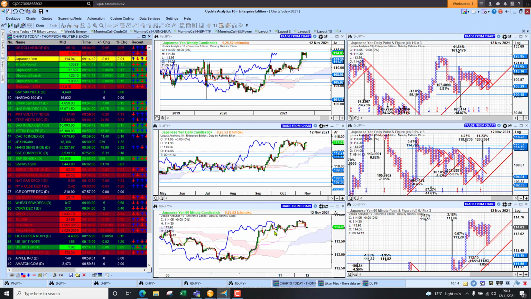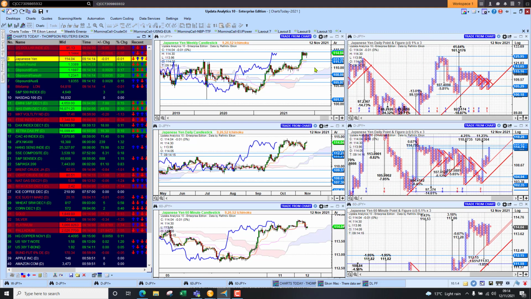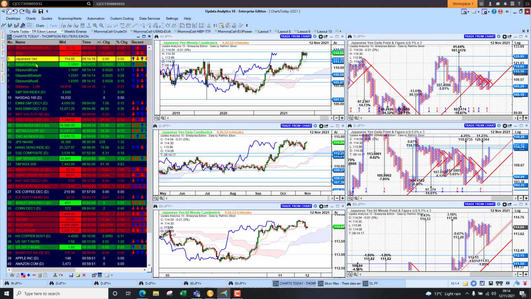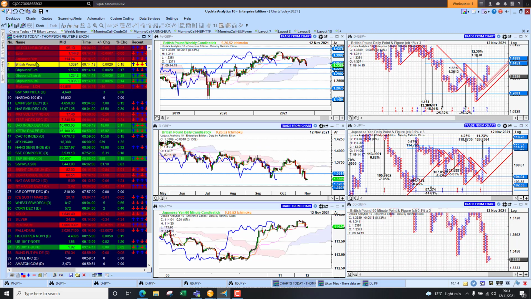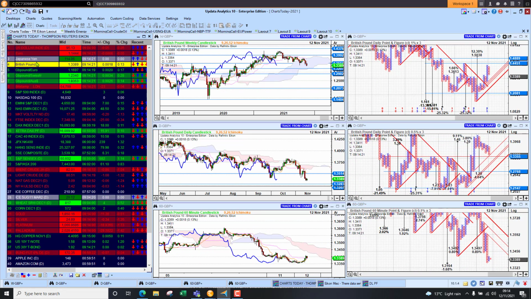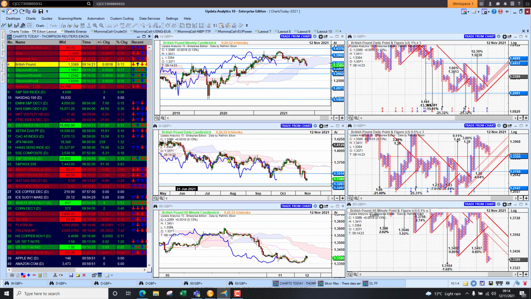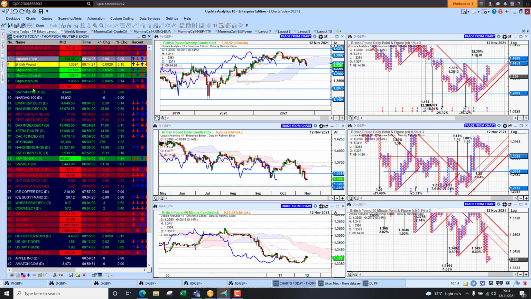Against the yen, we're sitting at 114. This is normally a lead indicator for the dollar, and the fact that we're holding those gains is very bullish for the dollar. And sterling sitting at 133.91, so again, just falling steadily against the dollar on the medium-term chart.